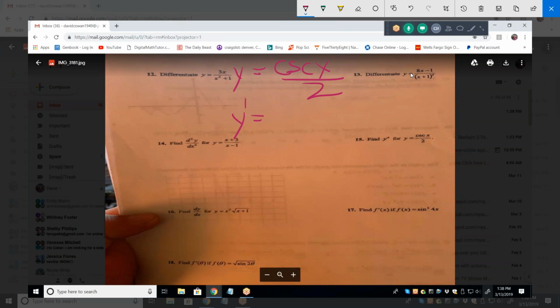No. This is 1/2 cosecant of x. It's not even the cosecant of x over 2. It's 1/2, in other words, it's the cosecant of x divided by 2. So another way I can write it, and maybe it makes it a little more understandable, is put that 1/2 out there. Okay? So our answer is going to start with 1/2.